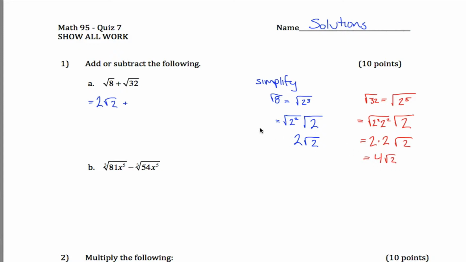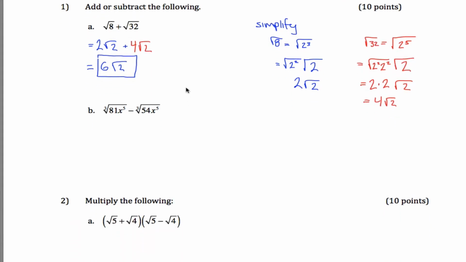So really what this question is asking me to do is figure out what's 2 root 2 plus 4 root 2. That is something I can handle. I just got to think about it like I got 2 of these square root of 2 things, and I'm adding 4 more of these square root of 2 things. So in total I got 6 of these square root of 2 things. So right here would be my answer.